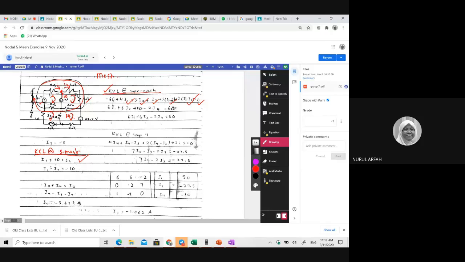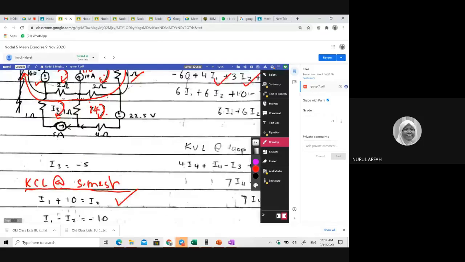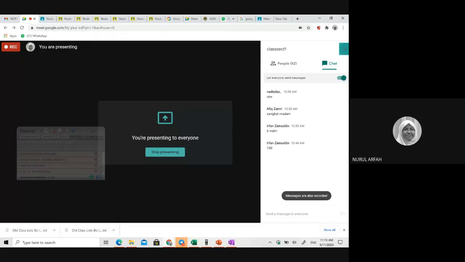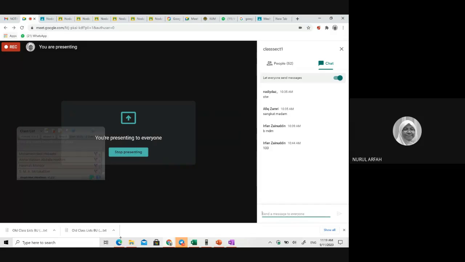What is KVL at I3? So do we need to build up equation here at I3? Do we need to build up equation? Class? I just want you guys to understand this part. This is 5 amps. Okay. Do we need or not? No, right? No. Ada orang answer? Tak ada. Okay.